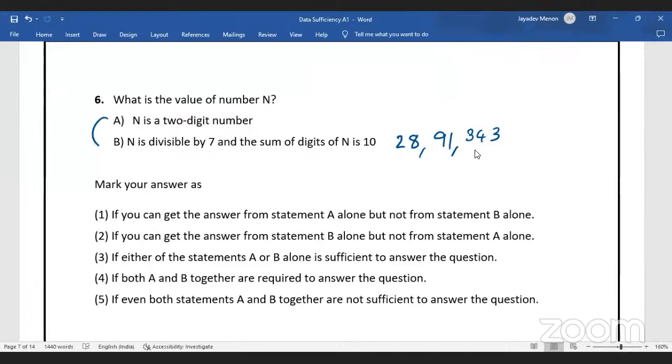And if we are using both statements together, we have two different answers, 28 and 91. Both are two-digit numbers, both are divisible by 7, and sum of digits of both is 10. So by using both statements together also, we are having two different answers. So it is not possible to answer the question. Therefore, option 5.